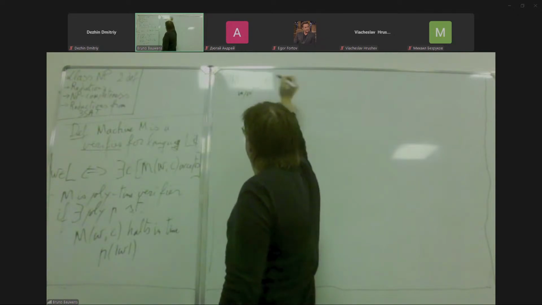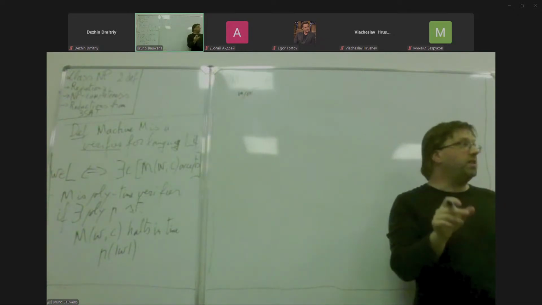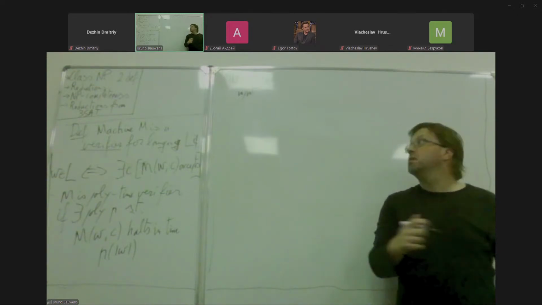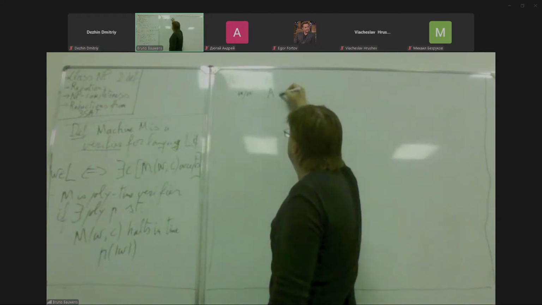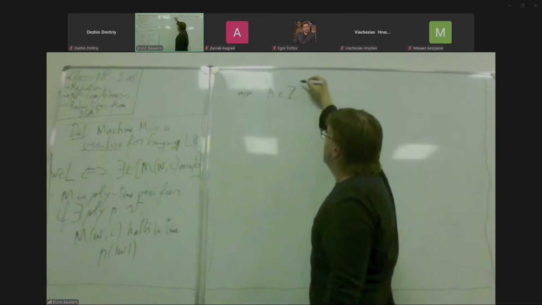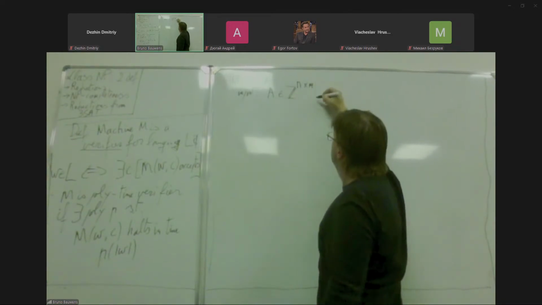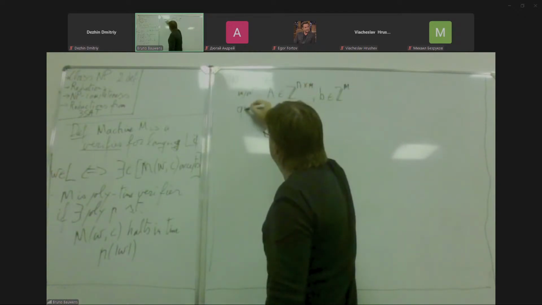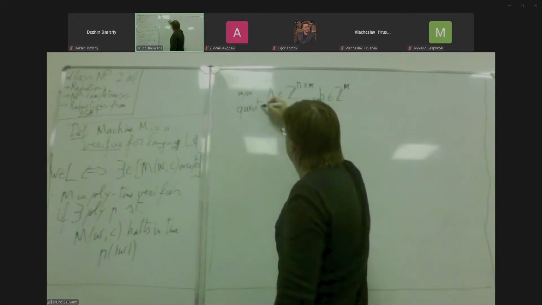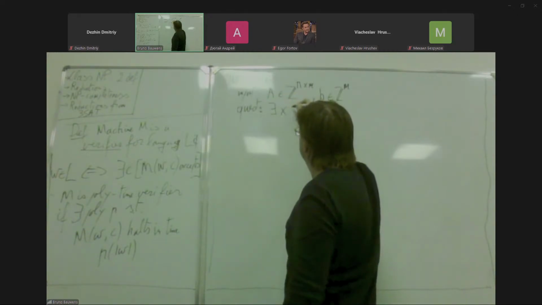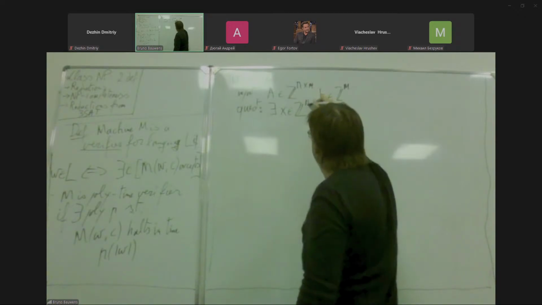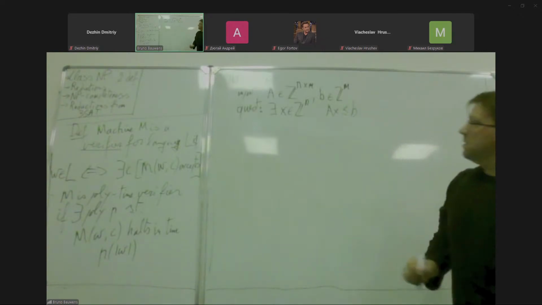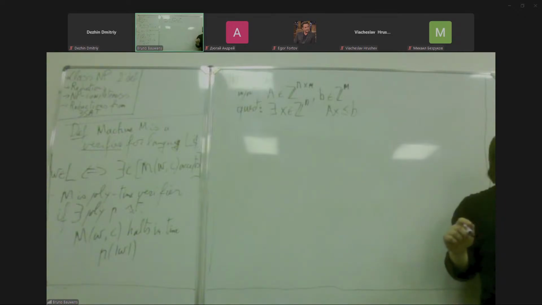So the input will be a matrix and a vector, and we check whether it defines a system of inequalities that's satisfiable. So the input is a matrix A with integer coefficients, n times m, and then a vector b in Z^n. The question: does there exist x in Z^m such that Ax is at most b?